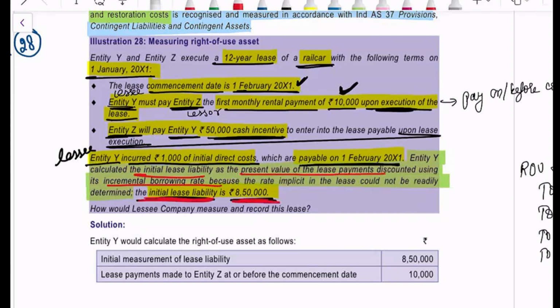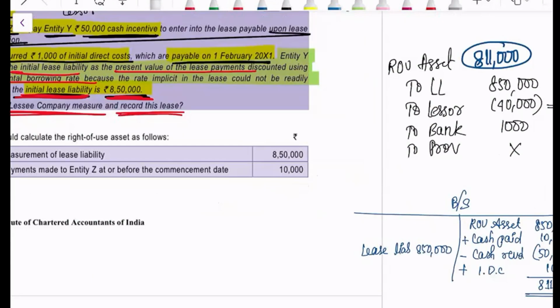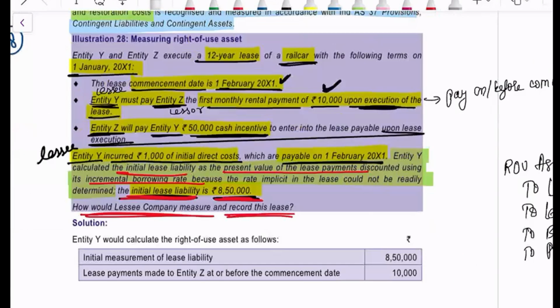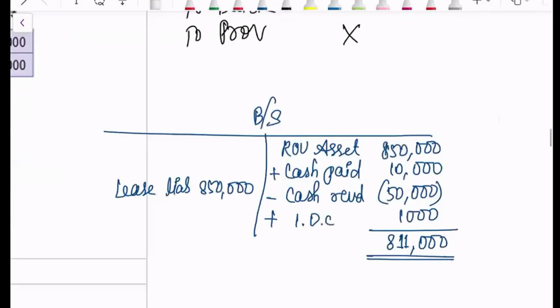So now how would the lessee company measure and record this lease? At what value are you going to record this lease in your books? So now how are you going to record it for the lessee? We are going to understand that. So ROU asset, how are you going to calculate? First, you have to find out the cost of ROU asset.